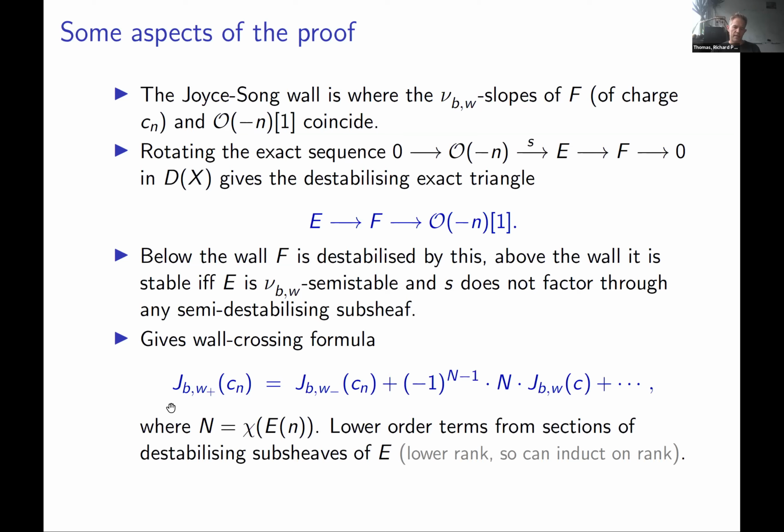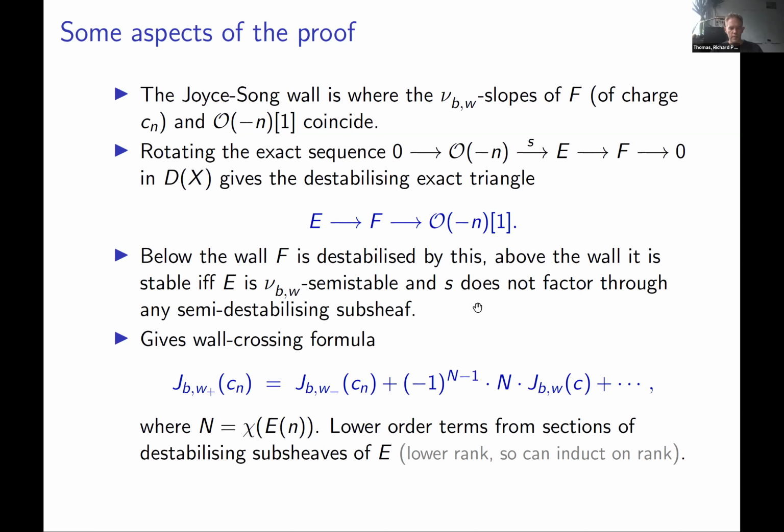It says the DT invariant above the wall in the class of the Fs equals the DT invariant below the wall plus the usual sign. N is the number given by the Mukai pairing, saying the Riemann-Roch formula for extensions from here to here, plus higher order, times the DT invariant of E and the DT invariant of this shifted line bundle.